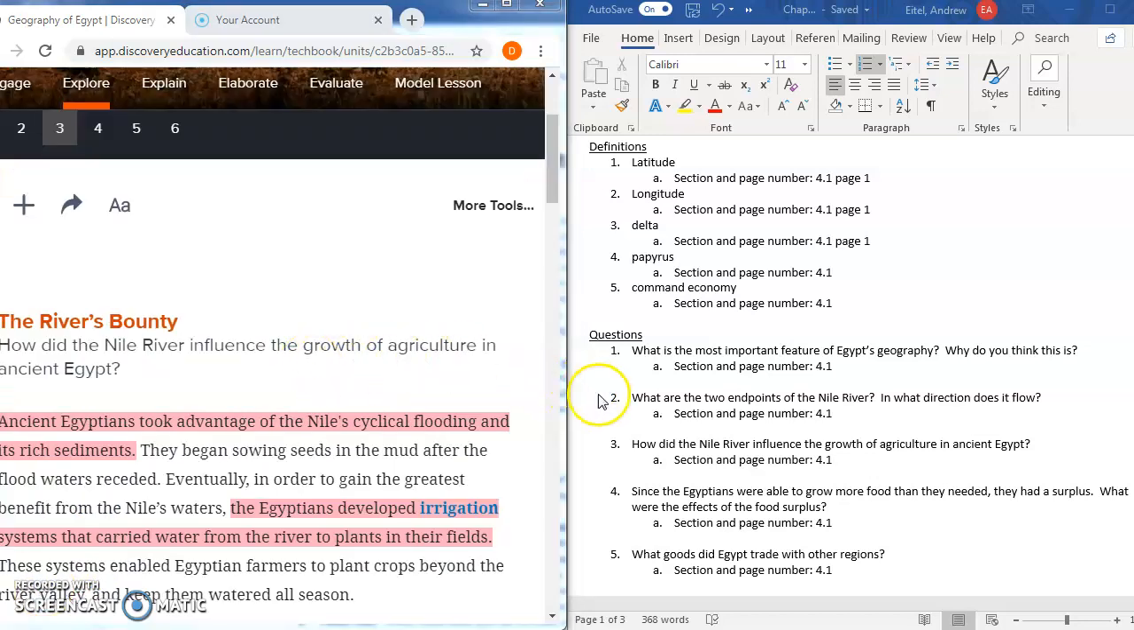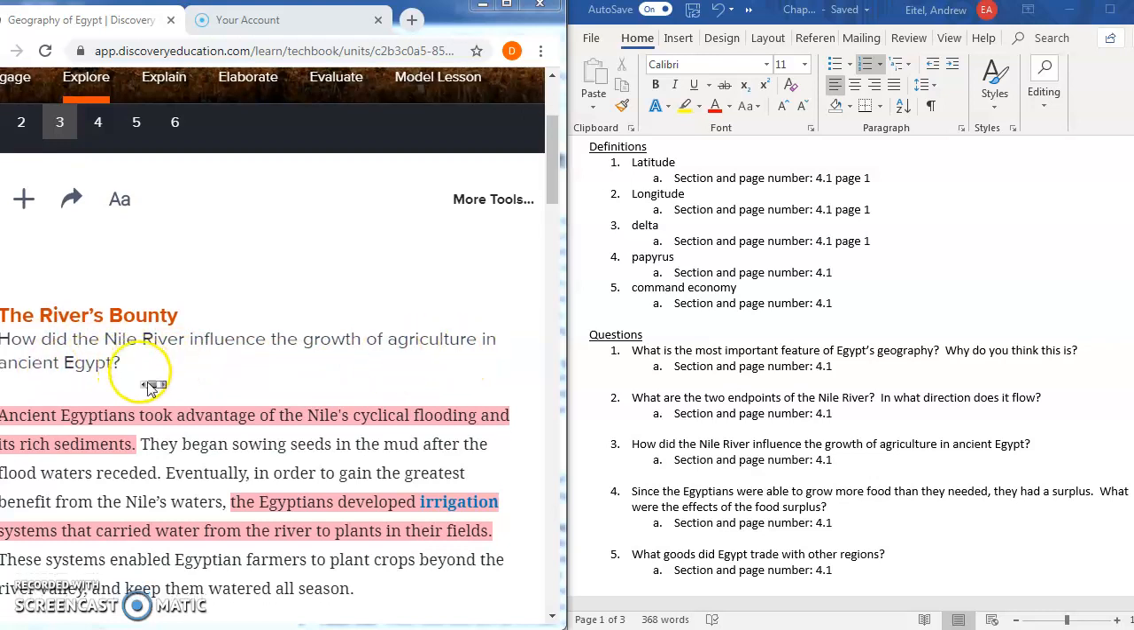Okay, on to page 3. We are looking for how did the Nile River influence the growth of agriculture in ancient Egypt? The river's bounty. How did the Nile River influence the growth of agriculture in ancient Egypt? That answer will be on this page.